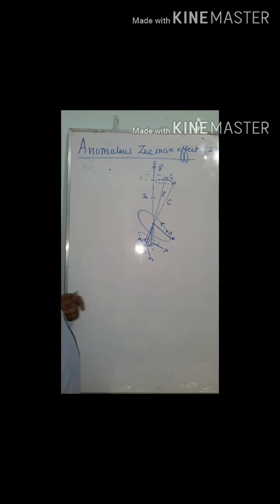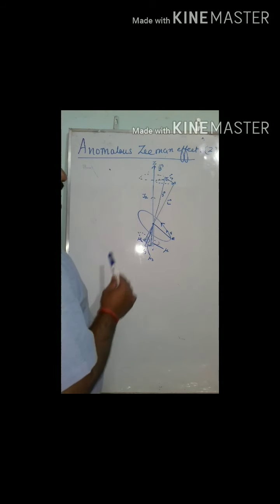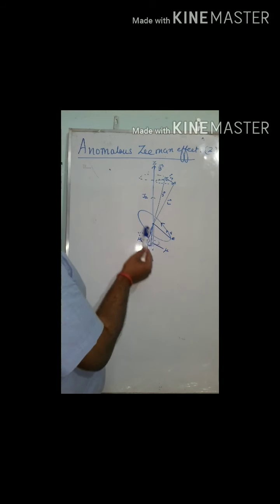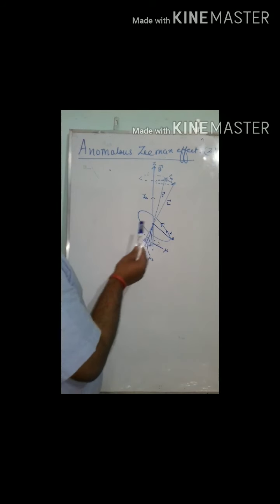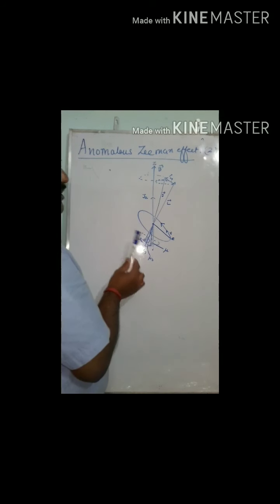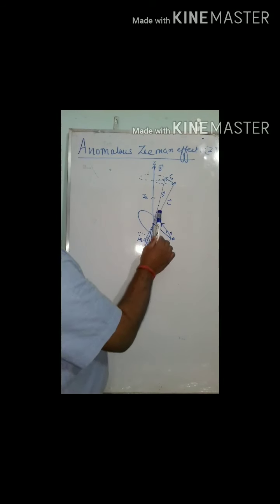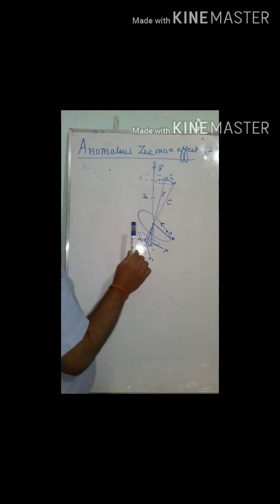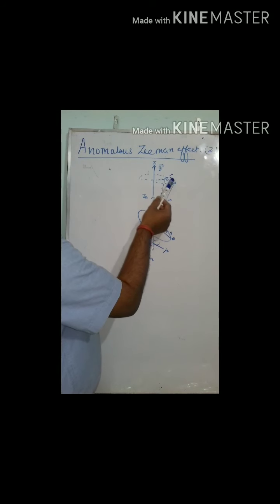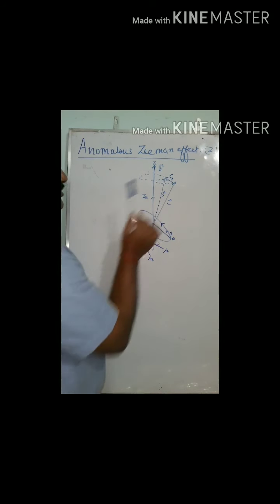To discuss the theory of anomalous Zeeman effect, here I have drawn the vector model of the atom. In this vector model, the electron is revolving around the nucleus in an elliptical orbit with a velocity v. The orbital angular momentum of that revolving electron is L, which is directed in this direction, making an angle theta with the z-axis, suppose, and the spin angular momentum is directed along this direction. These two, L and S, combine to form the total angular momentum J. J is directed along this direction.